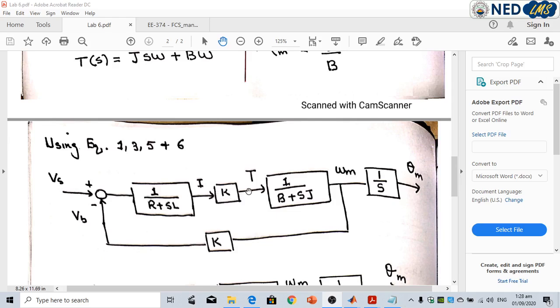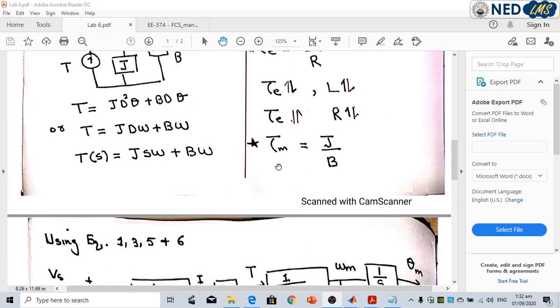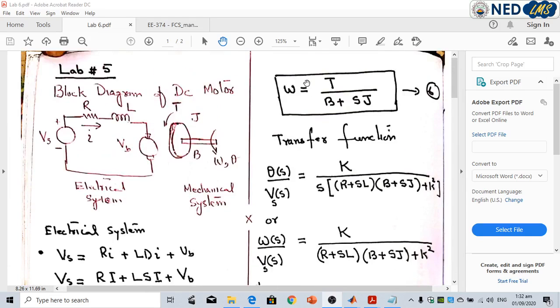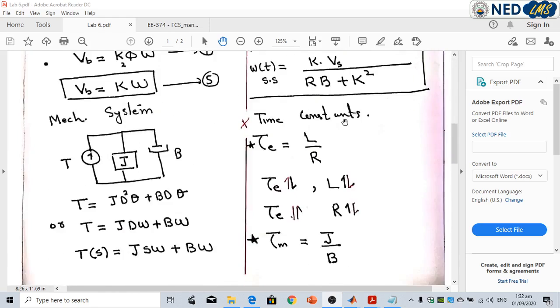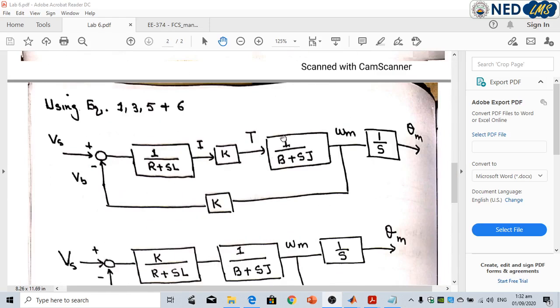Therefore, the outcome of this block is capital T, the torque developed by the motor. Till now, we have portrayed equation number 1 and 3. Then use equation number 6. In equation number 6, the output angular velocity is equal to the developed torque by the motor divided by B plus Sj. Here the input to this block is T, and the transfer function of this block is 1 divided by B plus Sj.